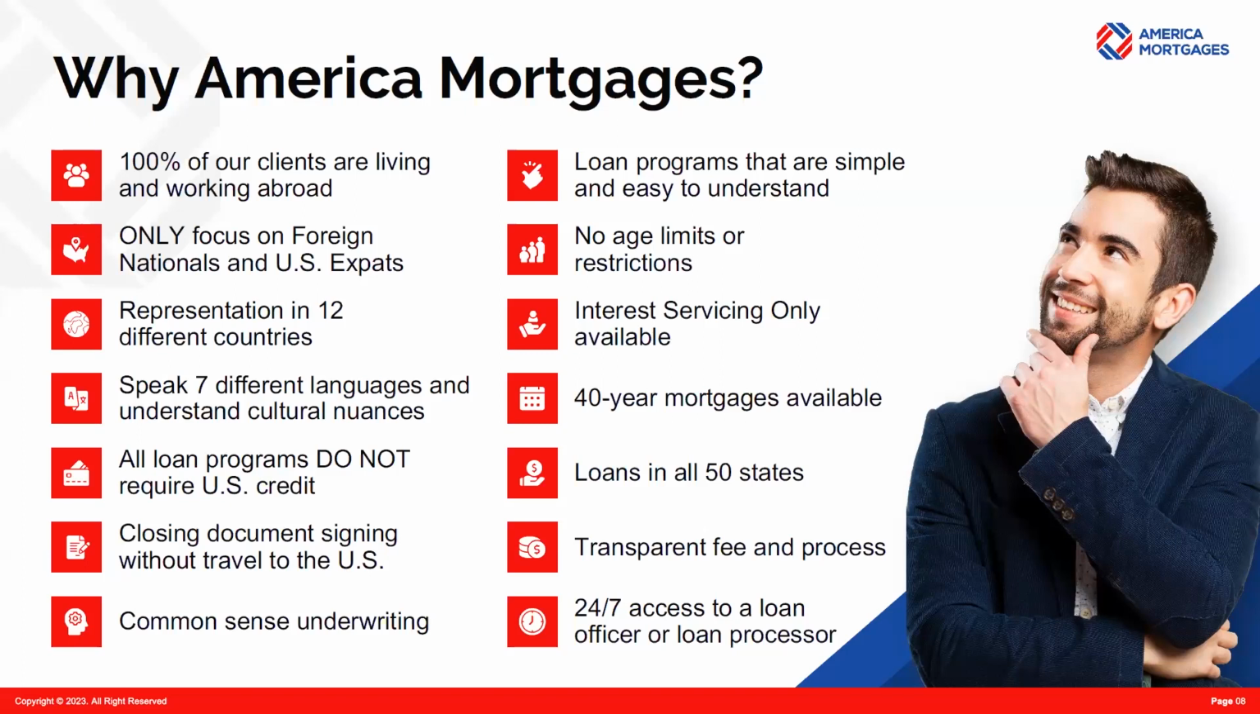Common sense underwriting, a very straightforward approach. In Canada, as you know, when you're doing a mortgage application here, sometimes you're asked for a lot. With our common sense underwriting approach, we're not going to be doing that with some of our programs. Our programs are also simple and easy to understand, with no age limits or restrictions, and interest servicing only facilities. You can go 40 years versus Canada's 30. Loans in all 50 states, transparent fees and process, and also 24/7 processing of your mortgage. We're always working to make sure that we're meeting and exceeding expectations in terms of your deadlines.